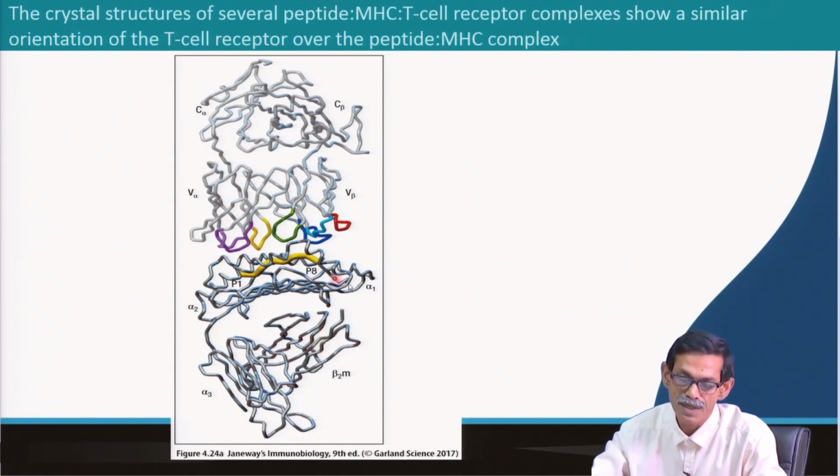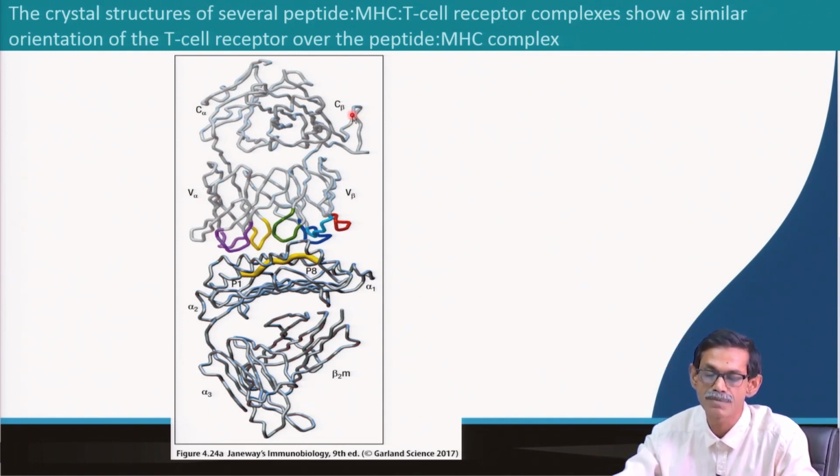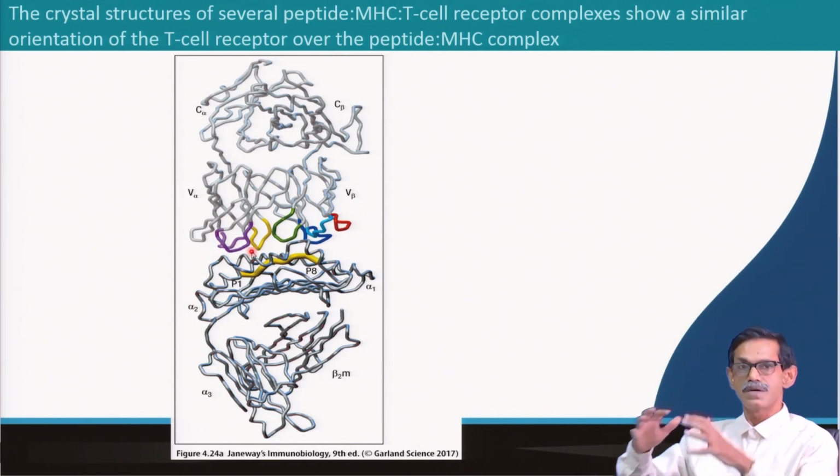So, these alpha 1 and alpha 2, you see, this is the peptide and this is the T cell receptor. You see V beta. The T cell receptor has one alpha chain, another beta chain. So, the alpha 1 of MHC is interacting with the beta chain variable region, and alpha 2 is interacting with the variable region of the alpha chain of the T cell receptor.